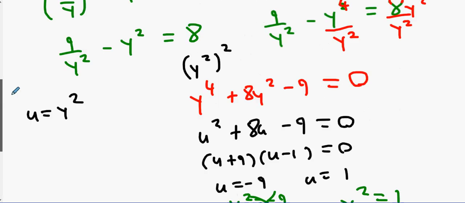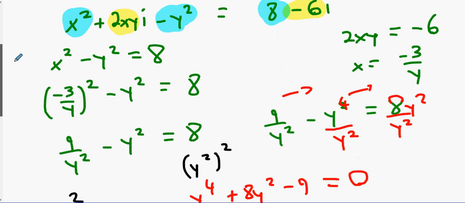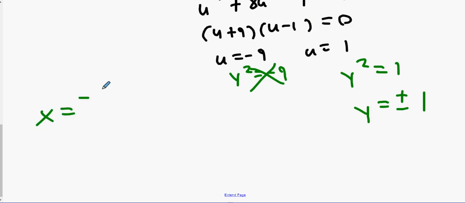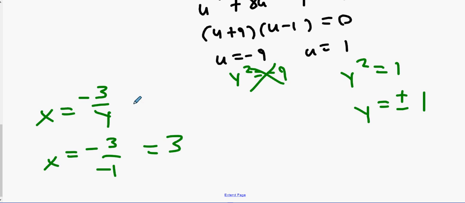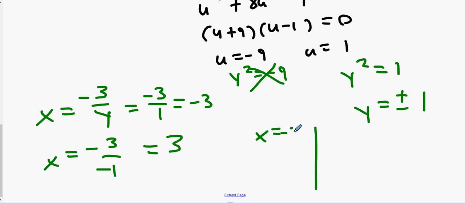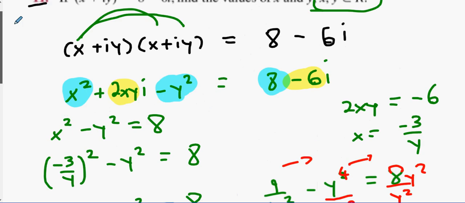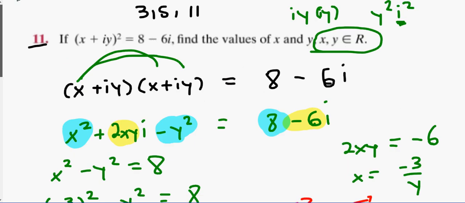What's x? Minus 3 over y. So, if y equals minus 1, x equals 3. If y equals 1, x equals minus 3. So it's basically like this. What's the answer again? Is that what was asked for? Does it say values in the question? Values. Yeah, done. Alright, I did 3, 5 and 11.